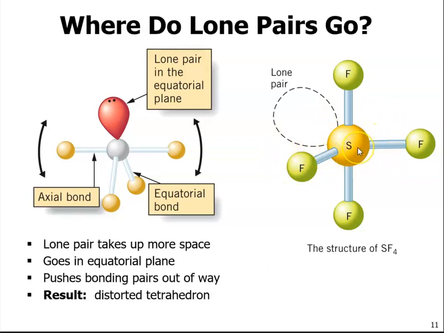Lone pairs take up more space, so they'll go into the equatorial plane, because, if you remember, that was 120 degrees on that side. So they wouldn't go into the axial position. They'll go in the equatorial position, where they'll have more space.